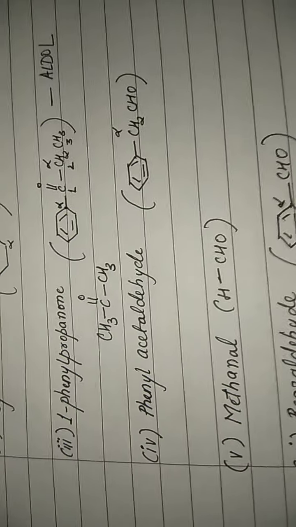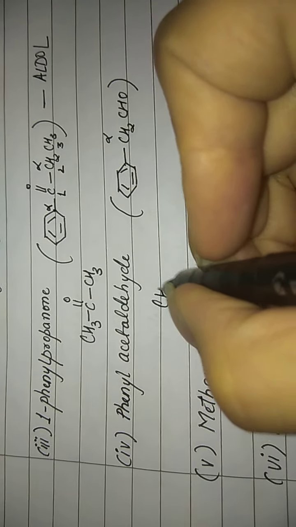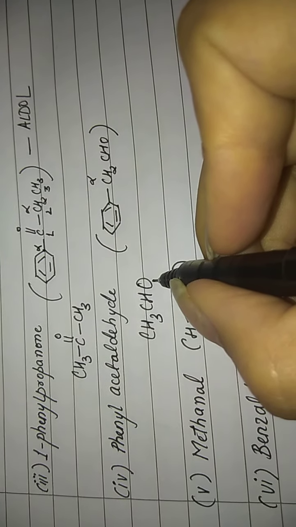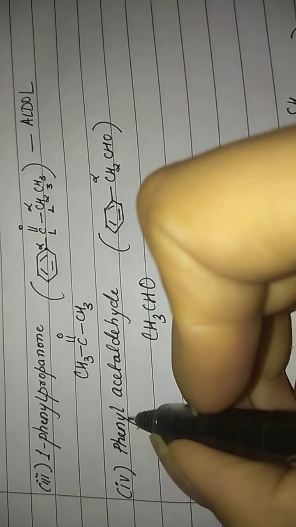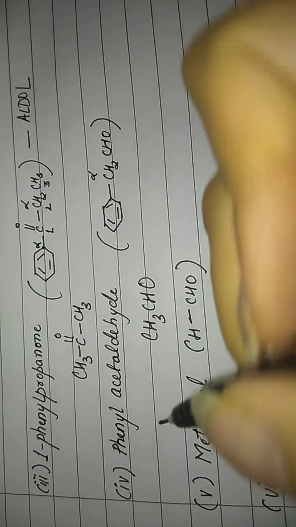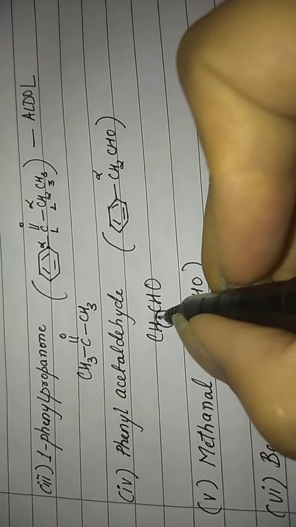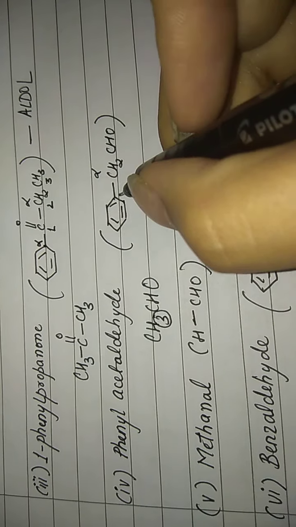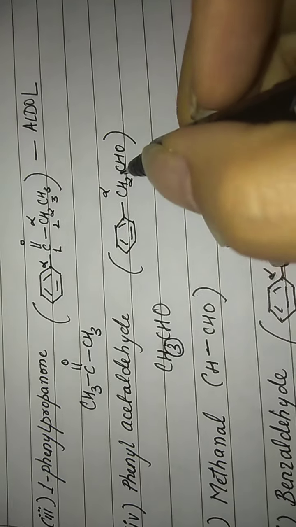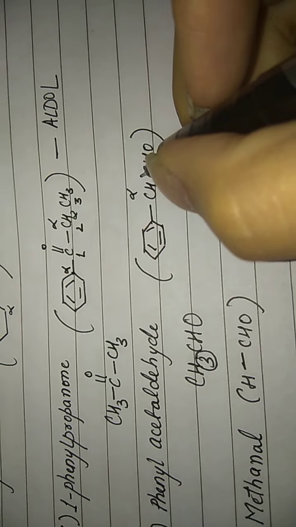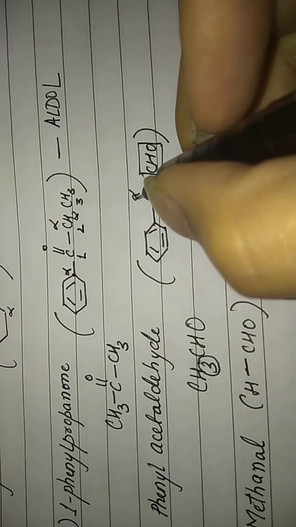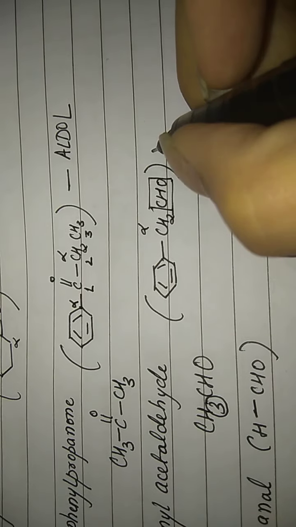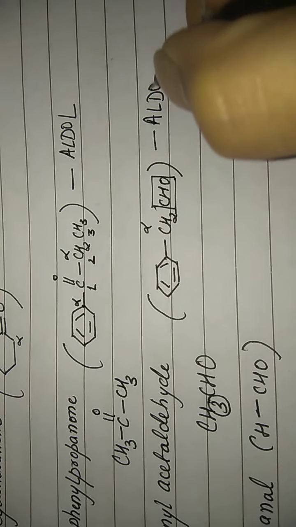Phenyl acetaldehyde. Now what is acetaldehyde? Acetaldehyde is the common name for ethanal. If CH3CHO is acetaldehyde, then what will be phenyl acetaldehyde? Phenyl acetaldehyde means that one of the hydrogen atoms from here has been replaced by the phenyl ring. So it becomes CH2 here, and you attach one phenyl ring in place of the third hydrogen atom. So again, if this is the functional group, the position which is next to the functional group becomes the alpha position. It already has two hydrogen atoms, so it will again undergo aldol condensation.